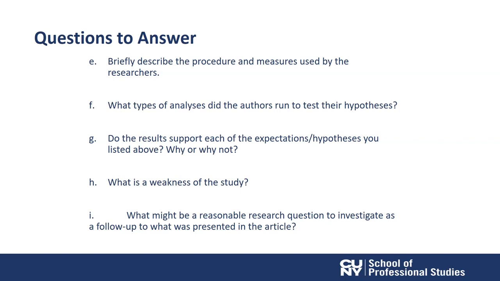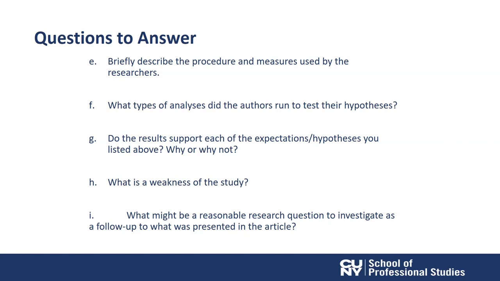After you find out what measures they're using, you want to know about the analyses. So the question is, what types of analyses did the authors run to test their hypotheses? So how exactly did they get their answers? What operations did they do? Do the results support each of the expectations/hypotheses you listed above? Why and why not? And that's very important. Did they find support for the hypotheses they laid out in their background and justification?